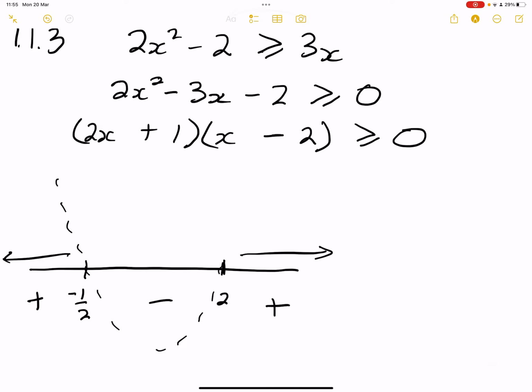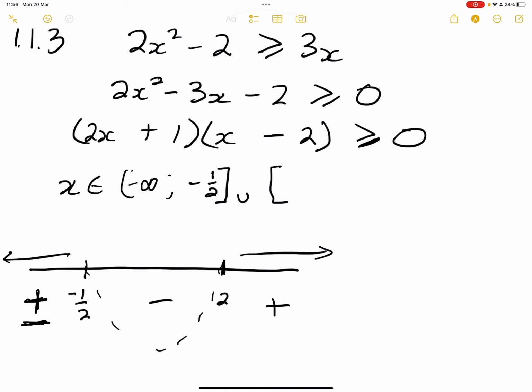Now, what is our solution in this case? It simply means that this graph is positive. So x would be an element of negative infinity, right? So it's this area here, all the way up until negative a half. And by the way, because they said greater than or equal to, it means we're going to include that value there.